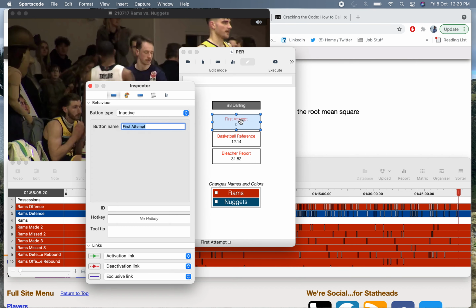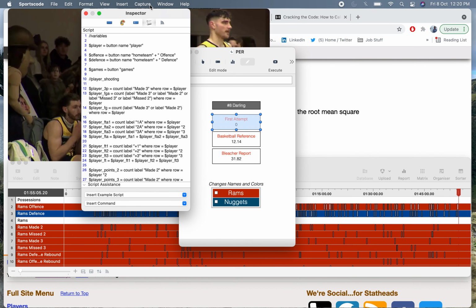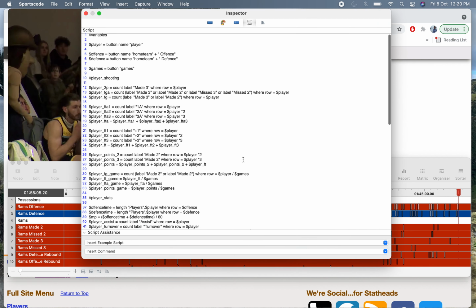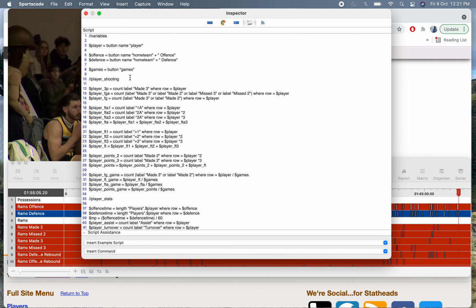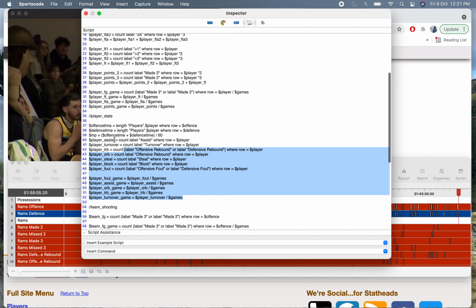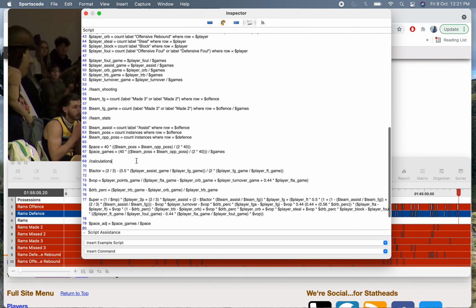I'll show you what my first attempt was. Again, it looks like a lot, but it's not as complicated as it looks. So here's all the scripting just to calculate PER down here at the bottom. Basically how I did it is I have my main variables here, identifying the player, the offense, the defense. Then I created a bunch of variables for the player shooting and player not shooting stats, like rebounds, turnovers, assists, blocks, steals, fouls, and team shooting.